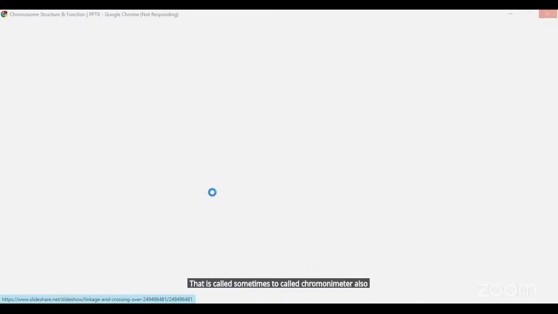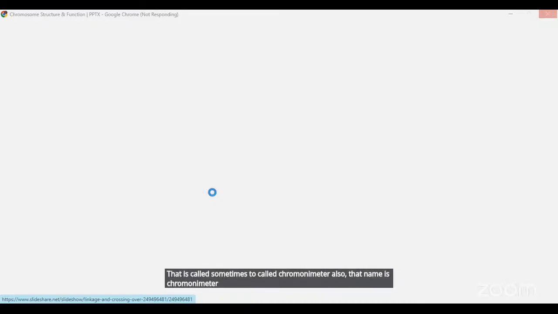Matrix: it is the fluid part in which the chromonemata are embedded. That is called the matrix. Another topic is chemical composition. Now the chemical composition of chromosomes: chromosomes are made of nucleoproteins.